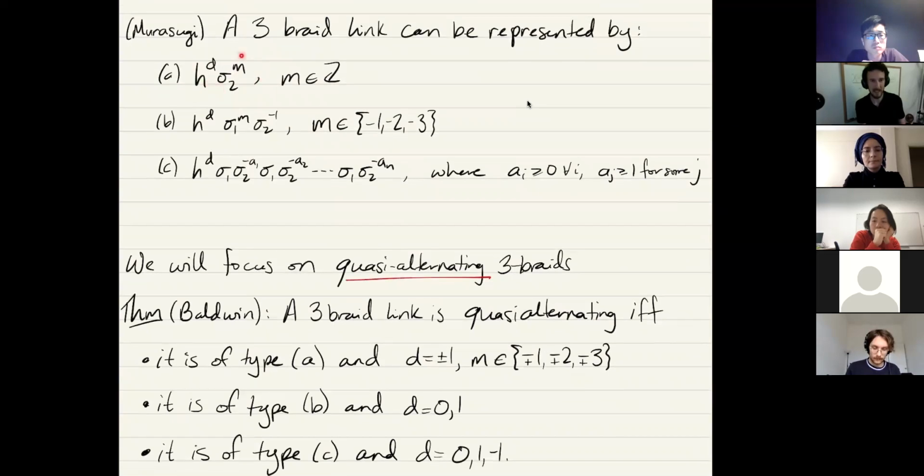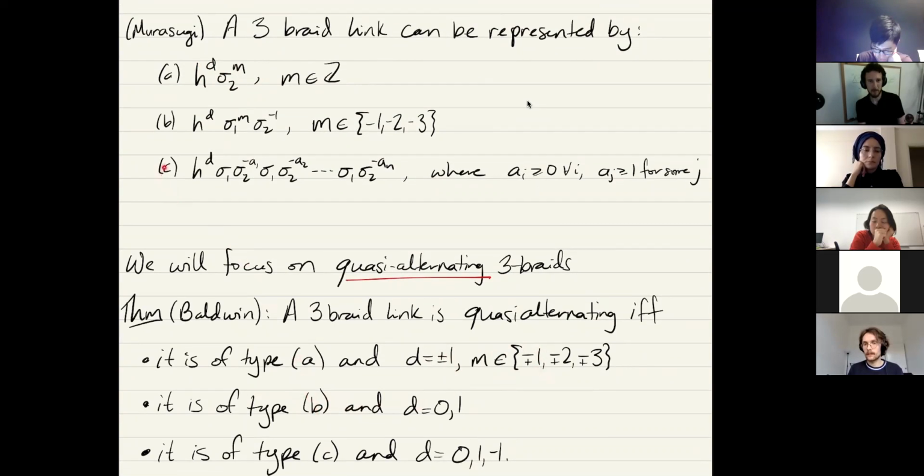So if you're in type A, then you're quasi-alternating if and only if D is plus or minus 1, and M is either 1, 2, or 3, or -1, -2, or -3. And also, it's not that important, but the signs have to be different. So if D is plus 1, then M is going to be negative. If D is -1, M is positive.